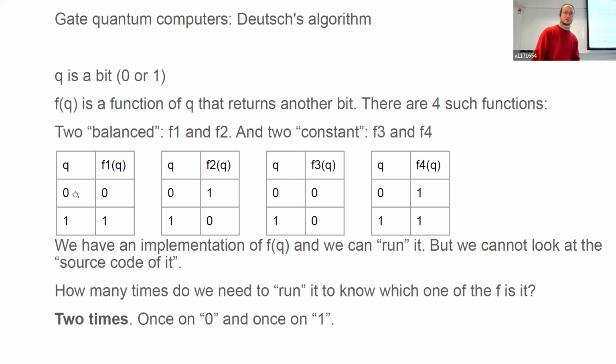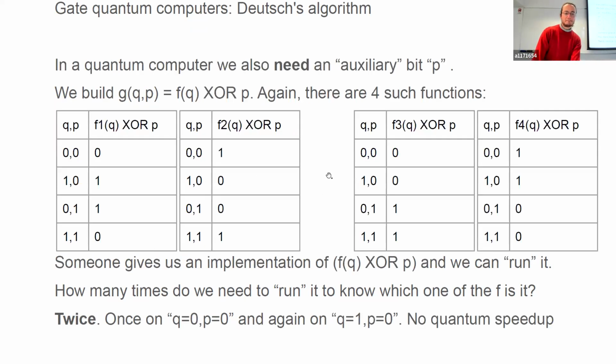We need to run it on a 0, see what comes up. We need to run it on a 1, see what comes out, and then we can tell if it's F1, F2, F3, or F4.